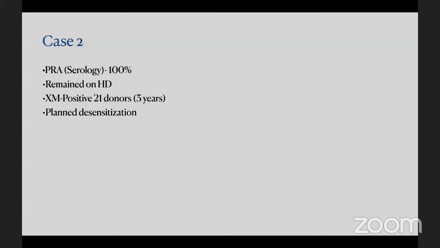We come back to this case. Her PRA done at that time through serology was 100% PRA. She had the known sets of antibodies against lymphocytes. She remained on dialysis. She remained cross-match positive with 21 donors during the 3 years. And then we thought of planning a desensitization. Then we come to the antibody.